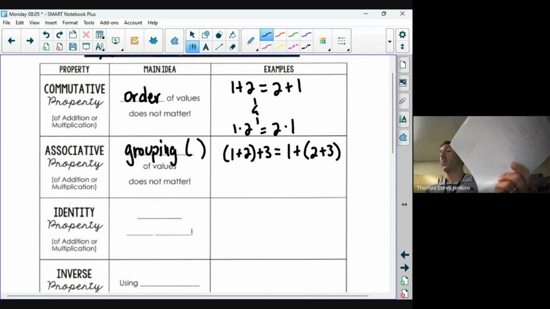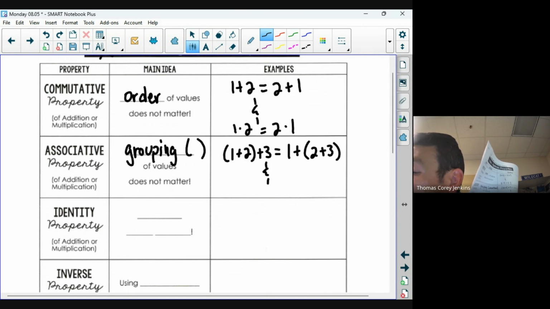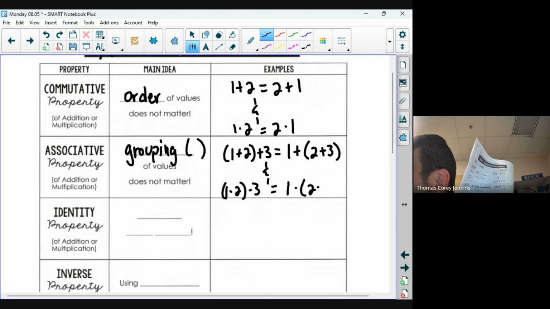Also true with multiplication. I'm just going to change the symbols here to multiplication. So 1 times 2 times 3 would be 6, and 1 times the group 2 times 3 would be 1 times 6, which is also 6. So the first 2 are properties that are true with addition and multiplication, but not subtraction and division. It's important that you know that addition and multiplication are associated, right?